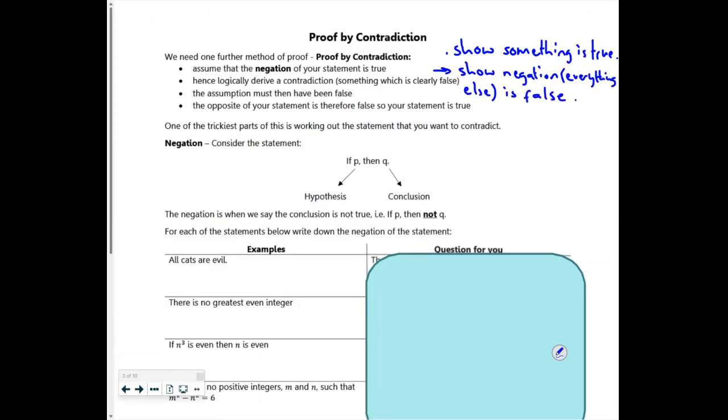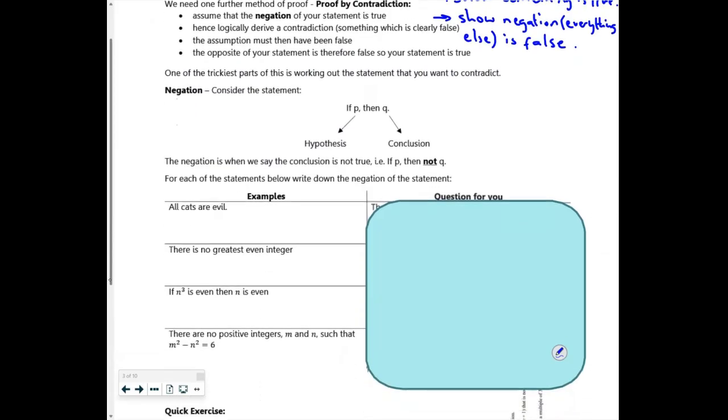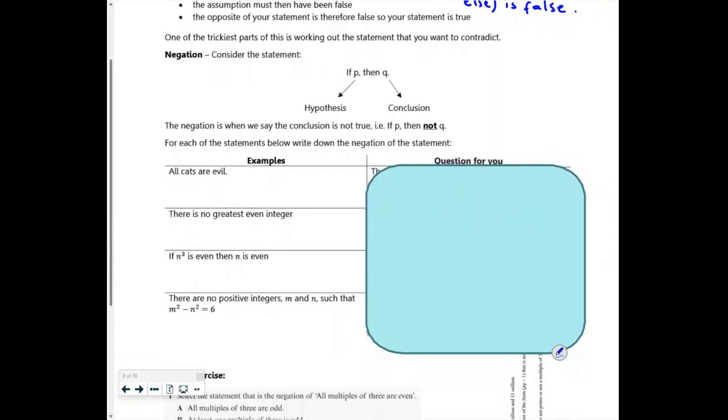So if you want to show something's true, show everything else is false. That's what proof by contradiction is. Right then. So what's the negation? The negation is when we say a conclusion is not true. So if P, then not Q.